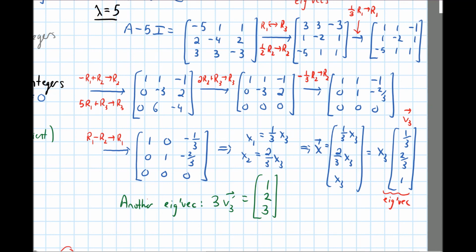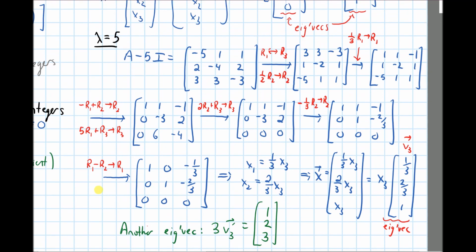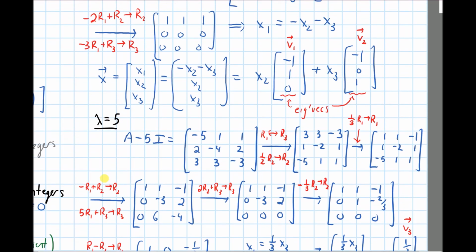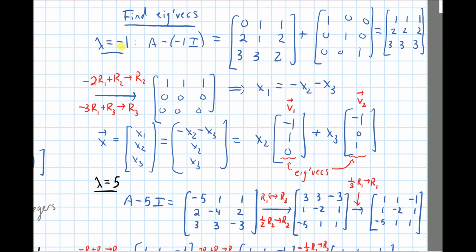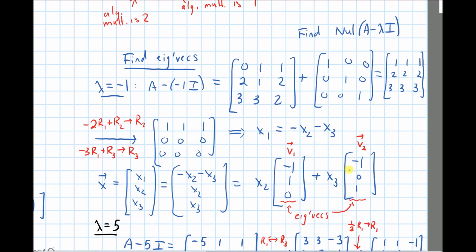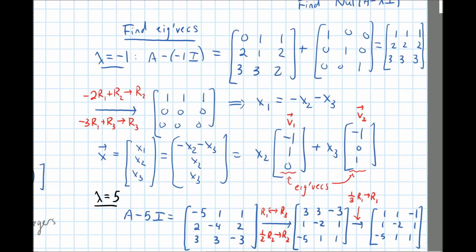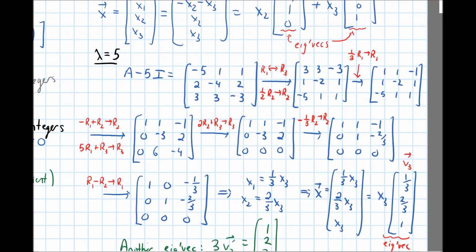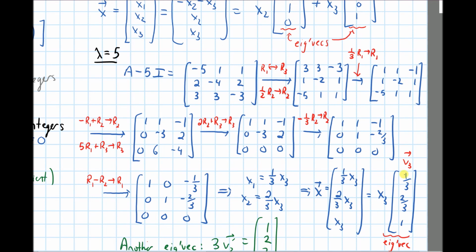Okay, so at this point, let's think about how many total eigenvectors we have. Well, we had two eigenvectors for lambda equals negative 1. And notice that that matched up with the multiplicity of negative 1. The multiplicity was 2. And the dimension of this eigenspace is 2, because there's two linearly independent vectors here. For lambda equals 5, there was one linearly independent eigenvector. And that matches up with its algebraic multiplicity for lambda equals 5.